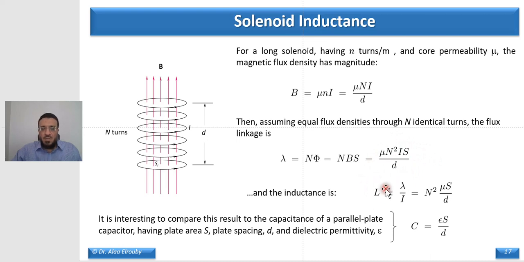The inductance, and of course here we have just one circuit, one solenoid, one coil, is the self-inductance, equal to the linkage divided by I, which equals N square mu S divided by d. And here we are referring to some similarity between the capacitance of a parallel plate structure and the inductance of a single turn of the solenoid.